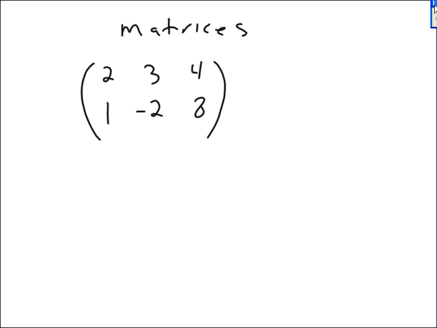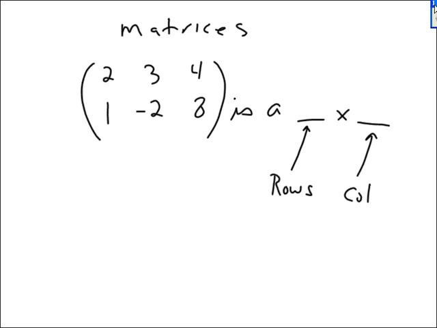Okay. Now, there are a number of things we can do to matrices, but the first thing we're going to talk about is the size of a matrix. This is a blank by blank matrix. And we're going to put a number here and another number there. The first number will be the number of rows. The next number will be the number of columns.